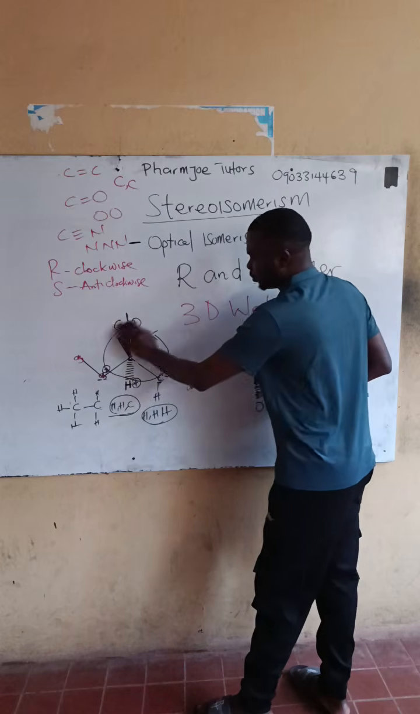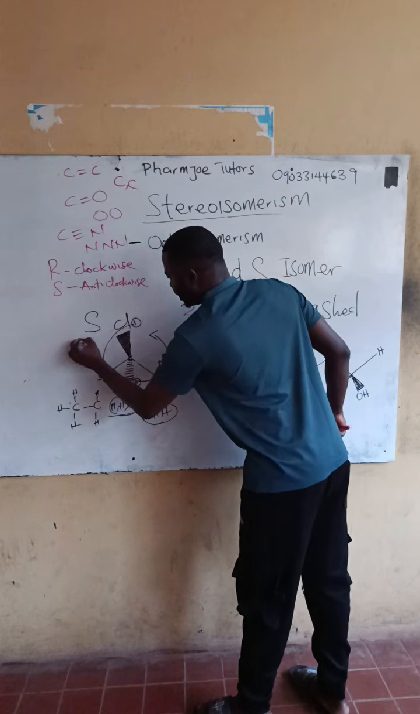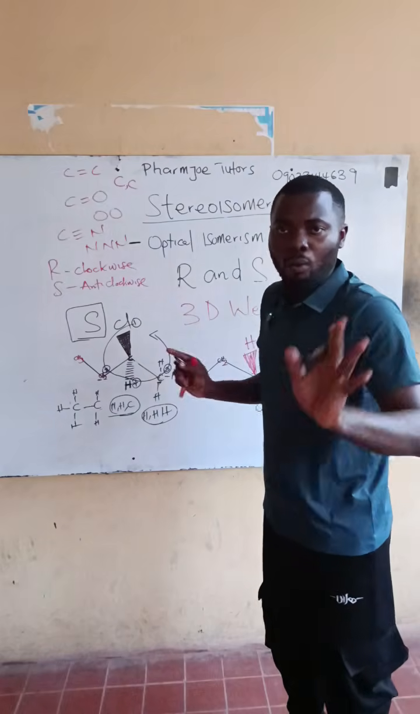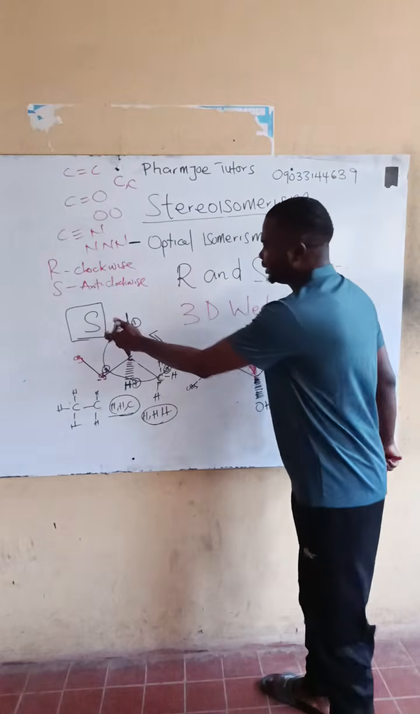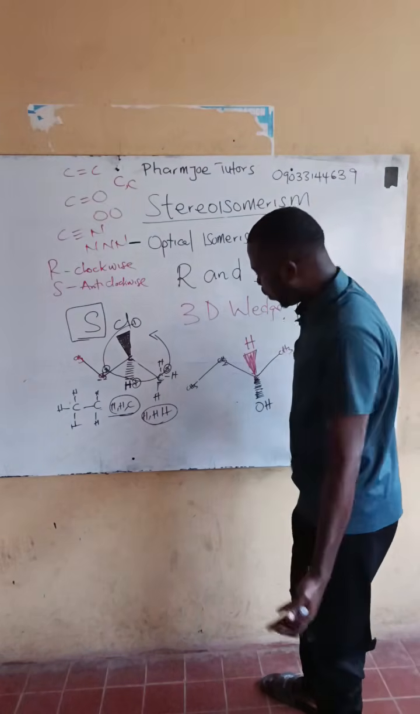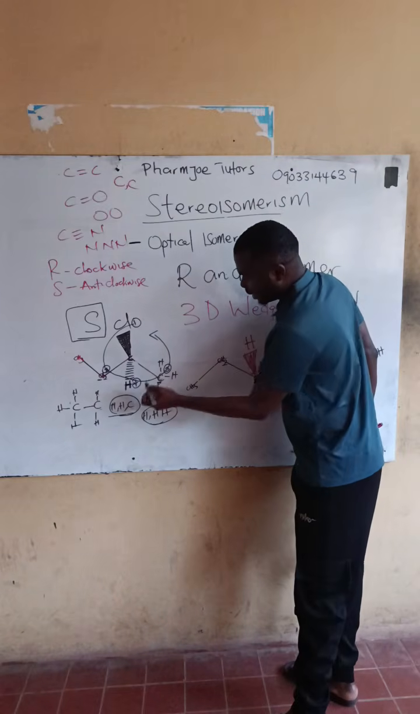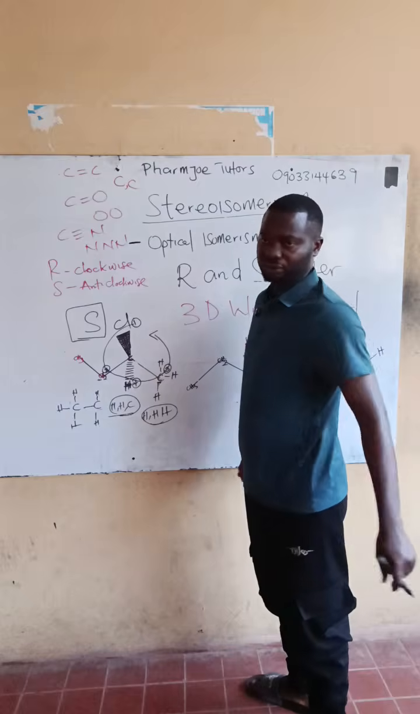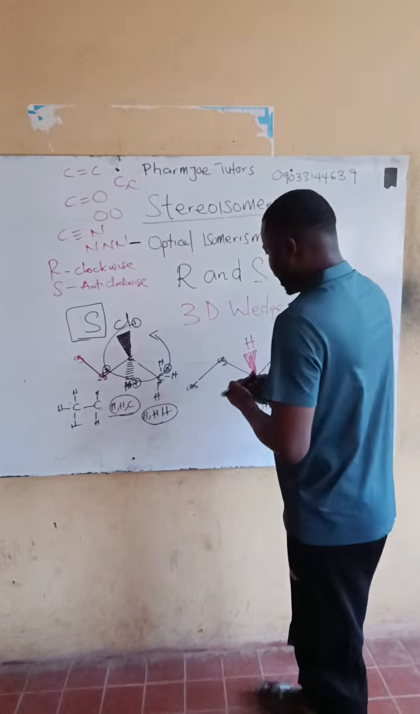And anytime it is anti-clockwise, what do we call it? S. Now the final answer is S, and I'm not changing the S to R. Why am I not changing the S to R? Because our hydrogen, which is the least priority, is already on the hash. Now, I think that is clear.